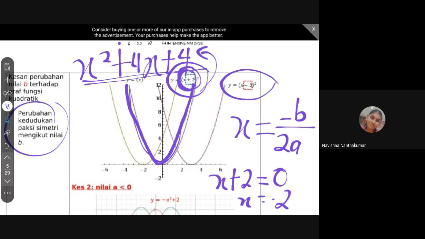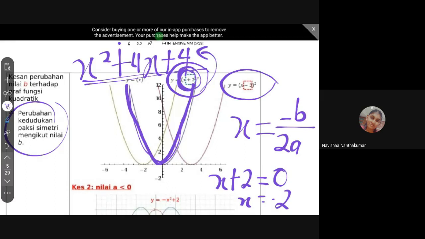Kadang-kadang rajah ni tak dilukis mengikut skala, so jangan lihat macam tu. Sometimes the diagram is not that accurate, so you might get a different answer. So jangan risau. So what's the answer, guys?